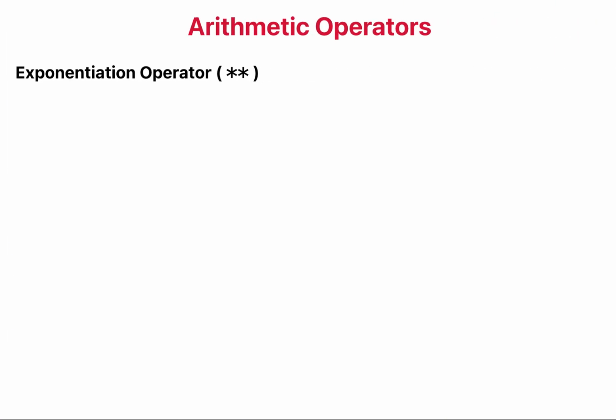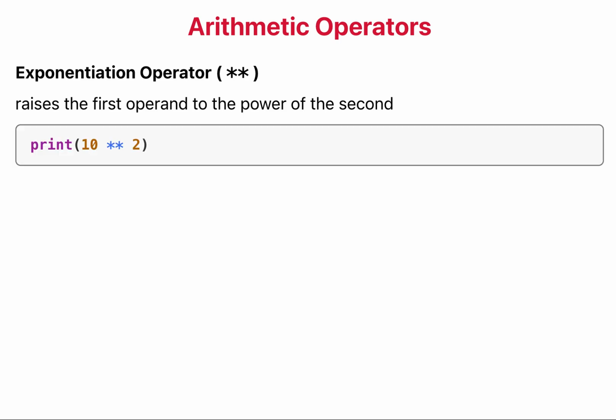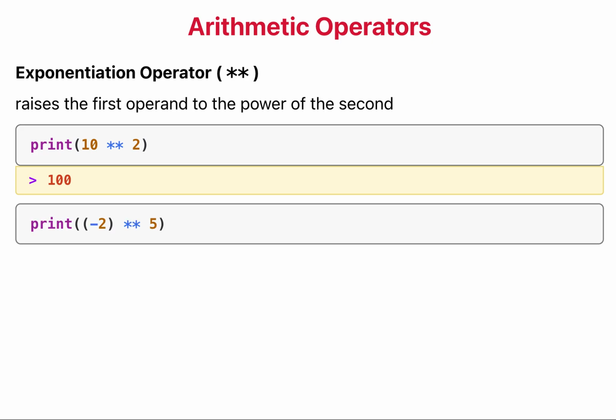Finally, for the arithmetic operators, let's consider the exponentiation operator, which is represented using double asterisk symbol. The exponentiation operator raises the first operand to the power of the second operand. For example, when we have 10 exponentiation 2, the result is 10 raised to the power of 2, which is 100. In a similar manner, when we have negative 2 exponentiation 5, the result is negative 2 to the power of 5, which is negative 32. Please note that here, the parenthesis around negative 2 is necessary, which I will explain in just a minute.